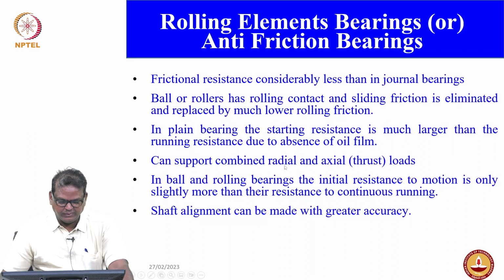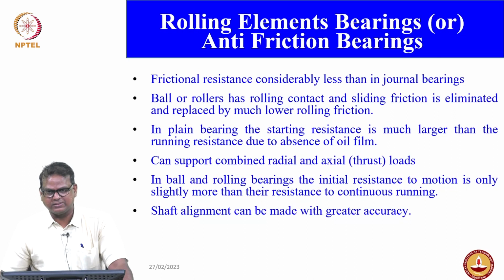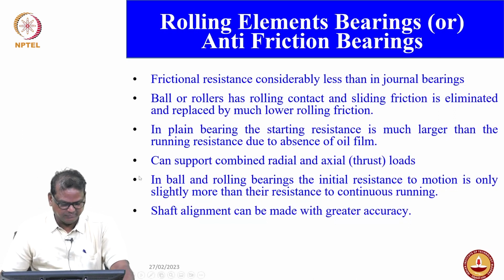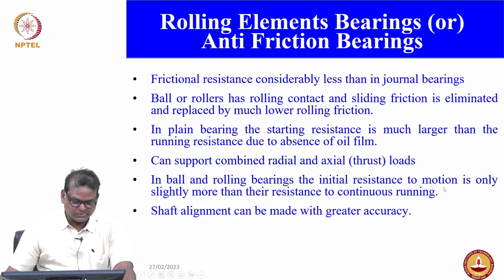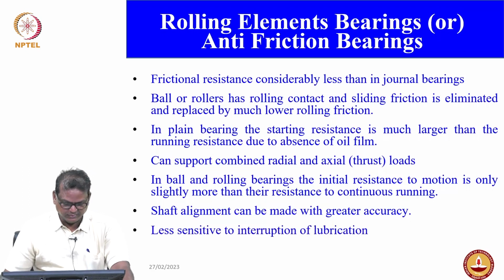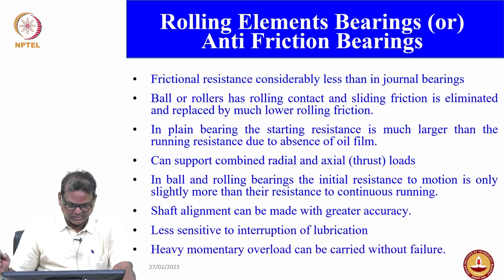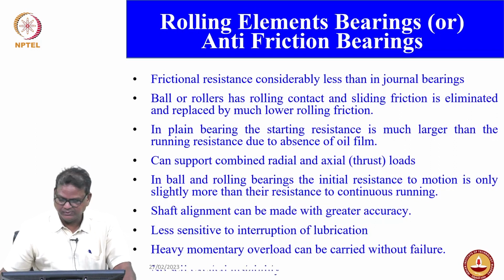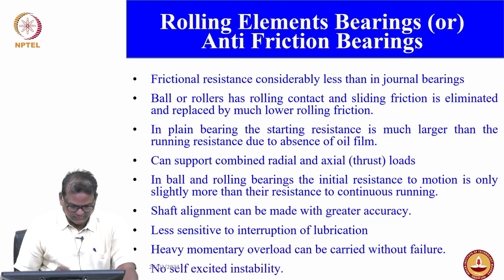It can support combined radial load and axial load, which is very important for rolling element, whereas that is not possible in the journal bearing. In ball and roller bearings, the initial resistance to motion is only slightly more than the resistance to continuous running. Shaft alignment can be made with greater accuracy in the rolling element, whereas that is not possible in the journal bearing, right. It is less sensitive to interruption of lubrication. Heavy momentary overload can be carried without failure in rolling element, that is not possible in the journal bearing. Okay. This is what I said.